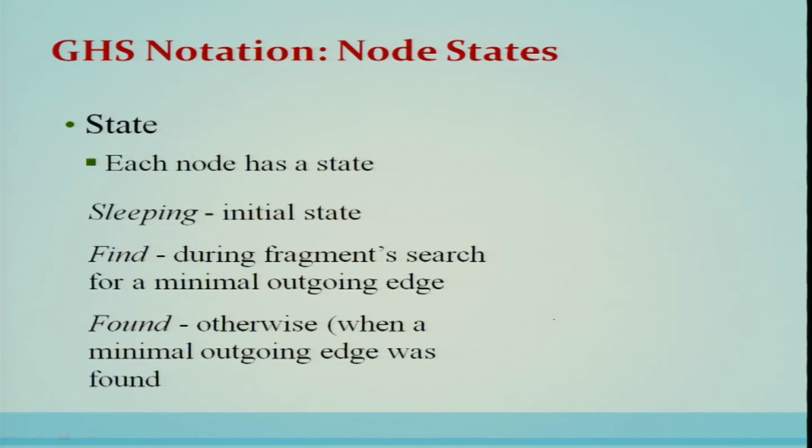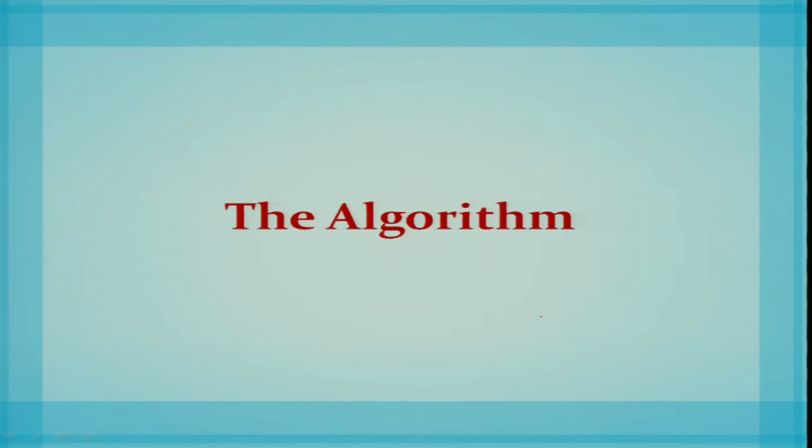Then in GHS notation, next thing is about node states. Each node has a state. There are 3 states in which the node will be at a particular instant of time. That is, the sleeping state is the initial state. Find state is during the fragment search for a minimal outgoing edge. Found means otherwise, when a minimal outgoing edge was found. So, sleeping, find, found, there are 3 different node states. The algorithm.